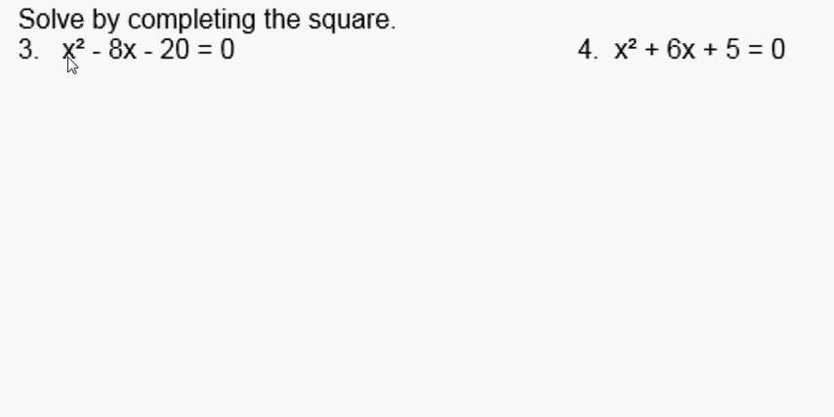I'm going to start as an example. I'll take the first problem on the practice test. To complete the square, I need to have a perfect square on this side. Right now it's not, so I'm going to get rid of that 20 before I build a perfect square. I'll do that by adding 20 to both sides.